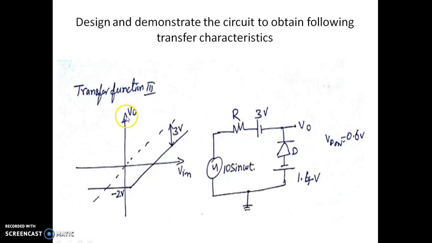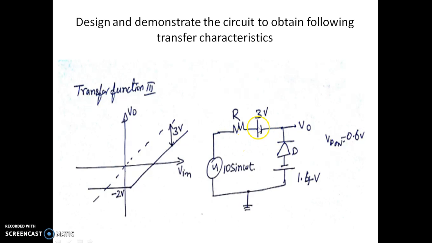And this is the third transfer characteristic, which is slightly different from the previous two. Now we can see we have two batteries. This is 3 volt, which is making your output voltage less than the input when the diode is off. And you can see this is minus 2 volt, so the output voltage is minus 2 volt when the diode is on. When the diode is on, it is one battery that is coming into the picture, and there is one more battery coming into the picture when the diode is off.